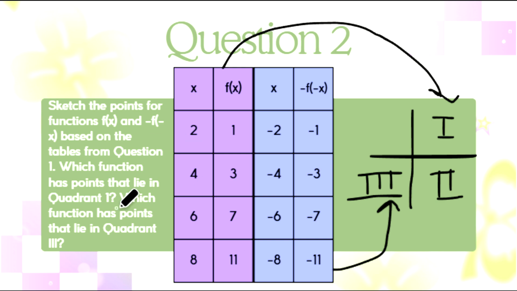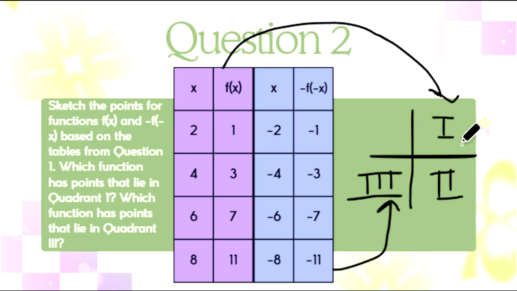So you could graph this, but there's really no point. I mean, it would take forever to put in each of these points. We can just do this with common sense. All of these are positive numbers, so they have to be in quadrant 1 because these are positive y values, these are positive x values. All of these are negative, negative x, negative y. So these all go in quadrant 1, these all go in quadrant 3.